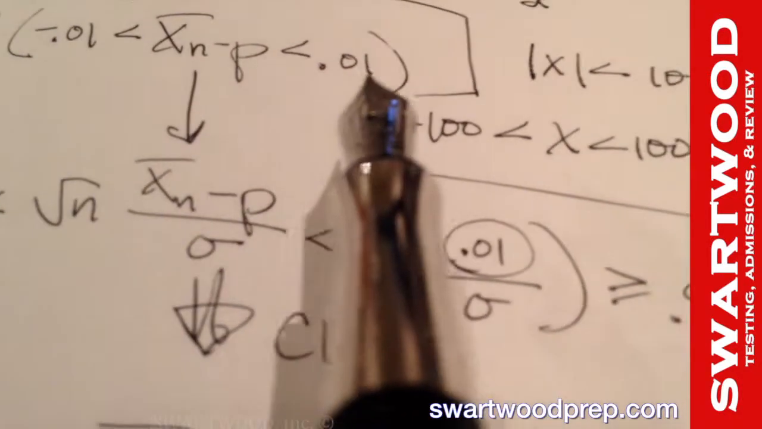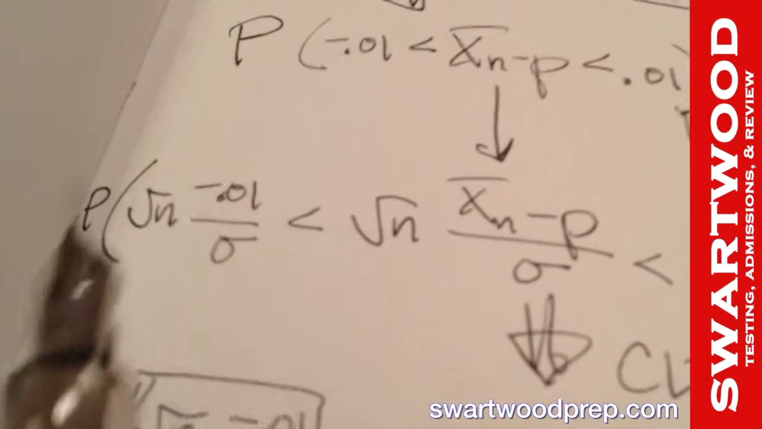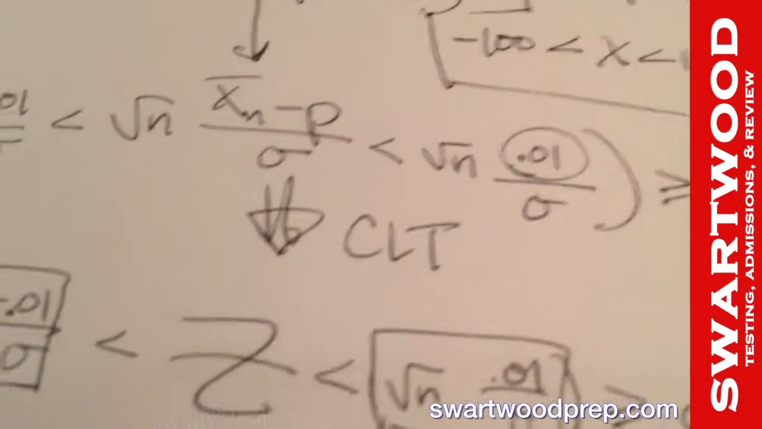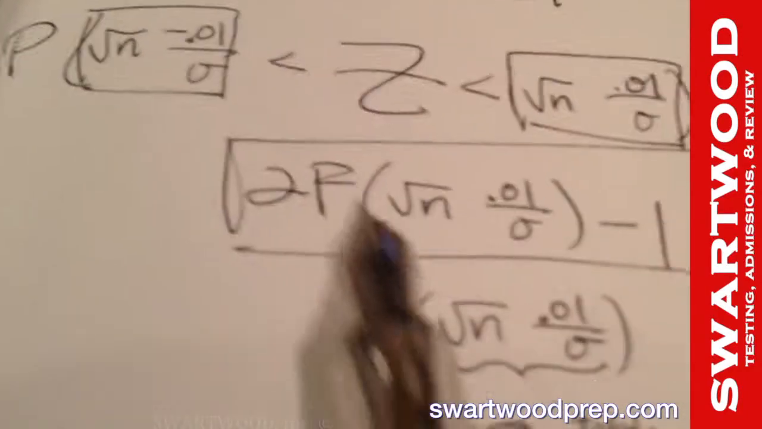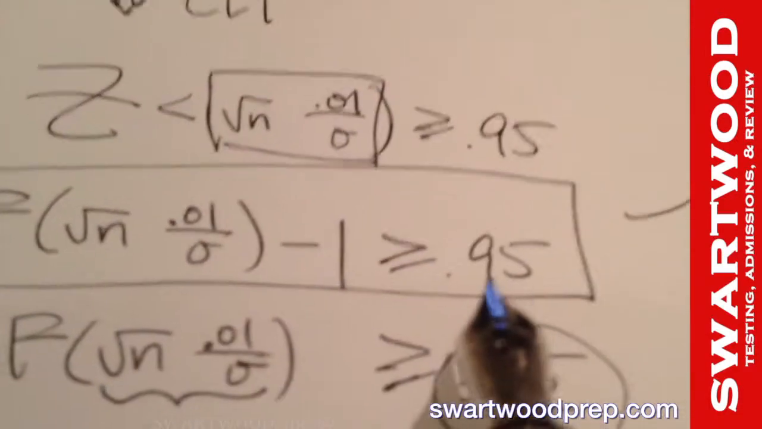On the upper end, 0.01 goes for x bar n minus p, so that's going to be over here. On this end, you have negative 0.01 for x bar n minus p. So x bar n minus p becomes negative 0.01. You have this setup. You notice this is a z-score above and a z-score below, and they're symmetric, so you can do our trick. So what was that? That was, I have it here, 2F of the upper z-score minus 1, still greater than or equal to 0.95, right?